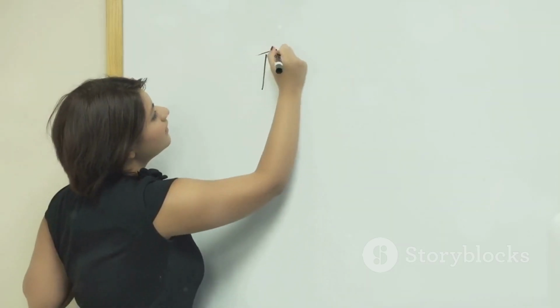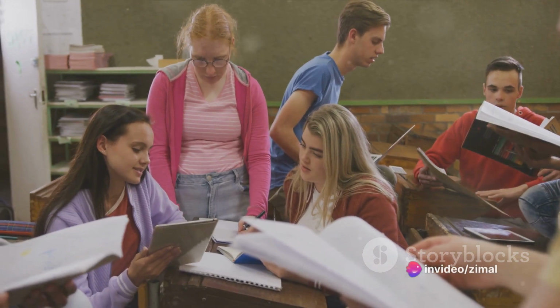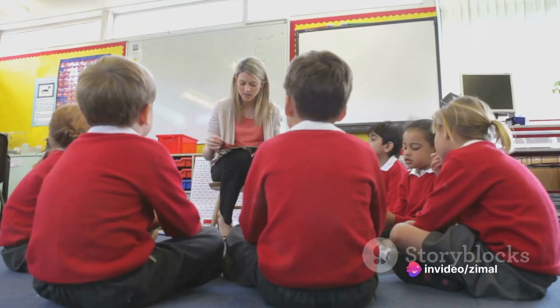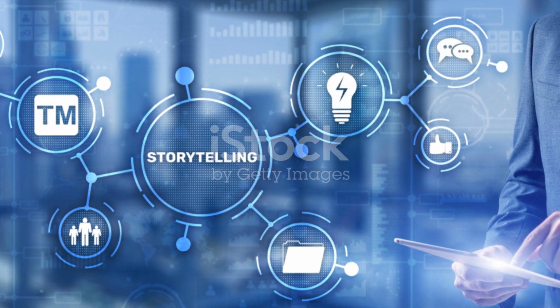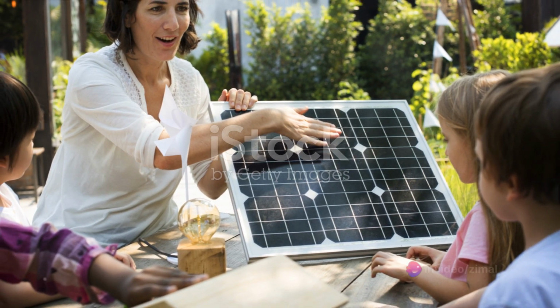Plot and structure are the framework of your story. They give your narrative direction and ensure it unfolds in a compelling and coherent way. Let's start with the basics. What is the difference between plot and structure? Plot is the sequence of events that make up a story, while structure is how those events are organized.